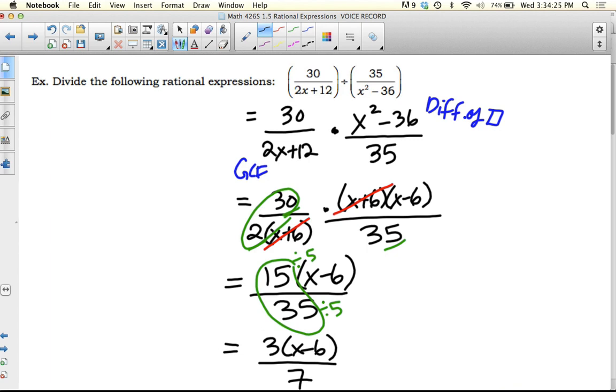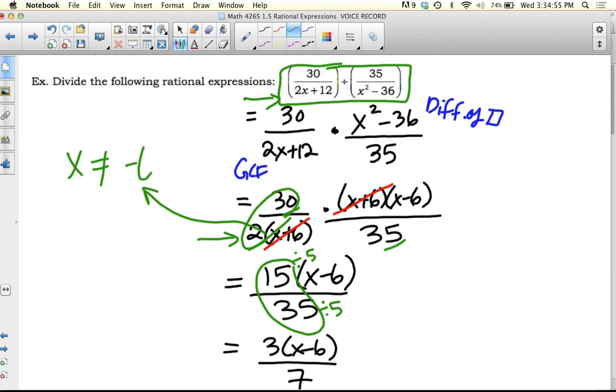Okay, now in terms of our restrictions, looking at our denominator, so we come back over to this original question. Okay, we see here that 2x plus 12, that's a denominator, so we can't let that denominator be 0, so that we factored over here, so that we can take a restriction. That's going to be x cannot equal negative 6.